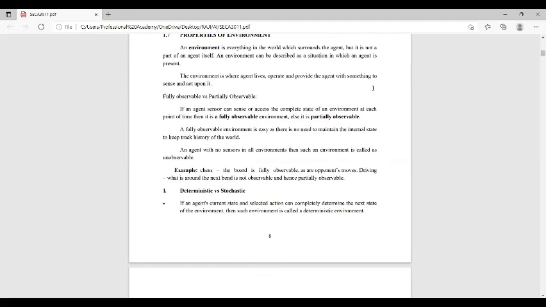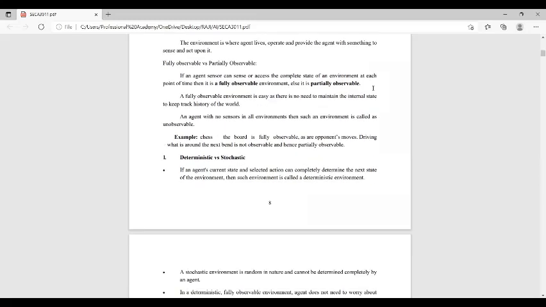observable environment. In a fully observable environment, the sensor gets all the information about the environment, a complete state of the environment. Then it is called a fully observable environment. If it gets only partial information from the environment, then it is a partially observable environment. An example of a fully observable environment is a chessboard. An example of a partially observable environment is driving a car.